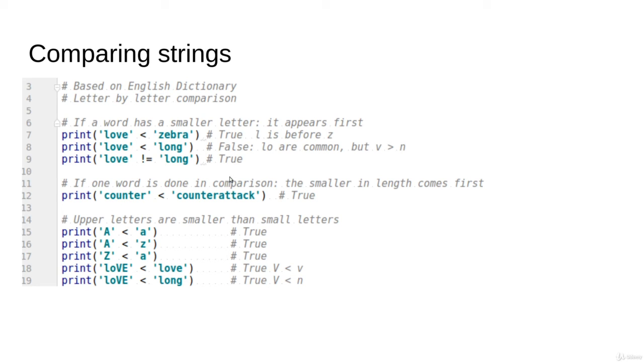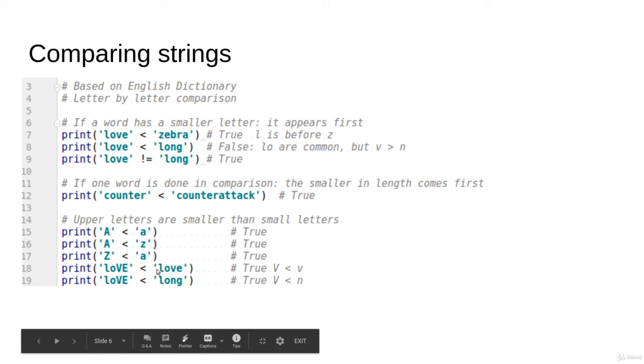So far so good. In the dictionary, we don't care about lowercase and uppercase, but here we have some rules. Upper letters are smaller than small letters. For example, the letter A capital is smaller than the letter A small, and A capital is smaller than Z small, and the Z capital is smaller than the A small. So any capital letter is smaller than the small letter. If I have the word love and love, but V is capital, then this one comes first. Love and long is now again coming first because the V is smaller than the N.